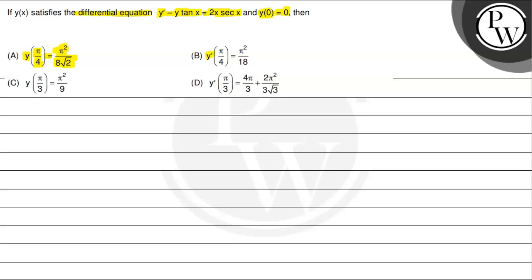Option B is given to be y dash of pi upon 4 is equal to pi square upon 18. Option C is given to be y of pi upon 3 is equal to pi square upon 9. And option D is given to be y dash of pi upon 3 is equal to 4 pi by 3 plus 2 pi square upon 3 under root 3.